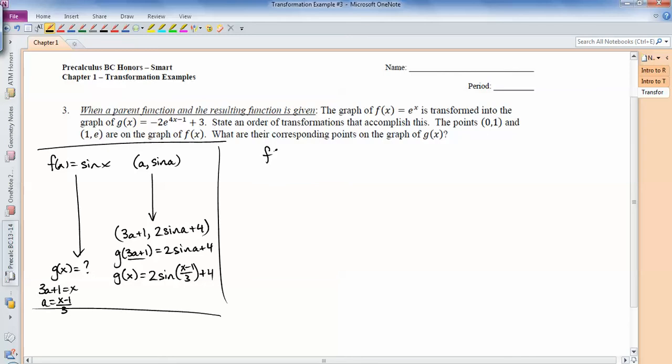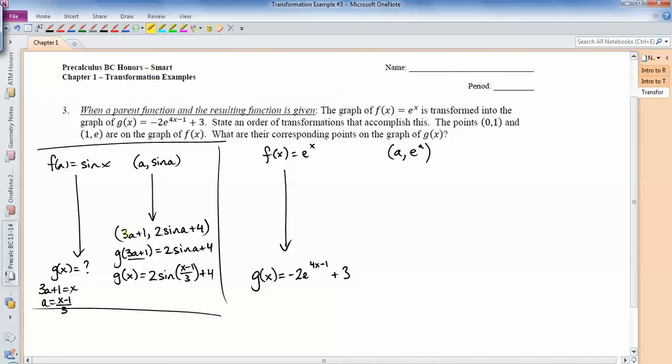So now what we're going to do is something a little different. I give you the f of x, e to the x, and I also give you the final function, and then we've got to figure out how to get from one to the other. Okay, so in this one, you can come up with the general point pretty easily. It's a, e to the a.